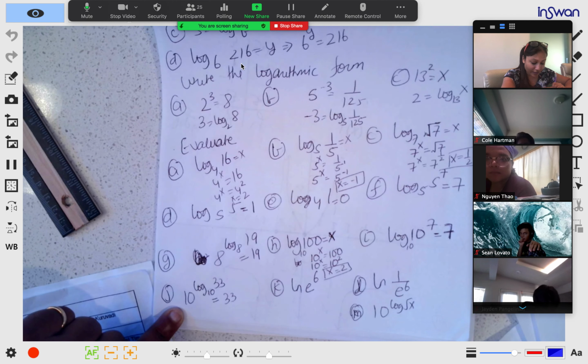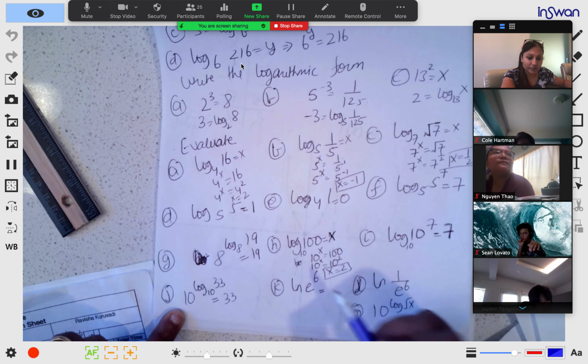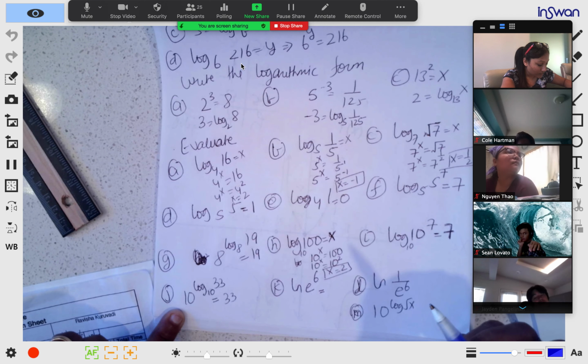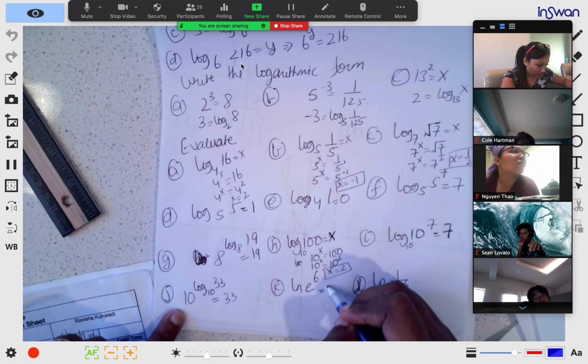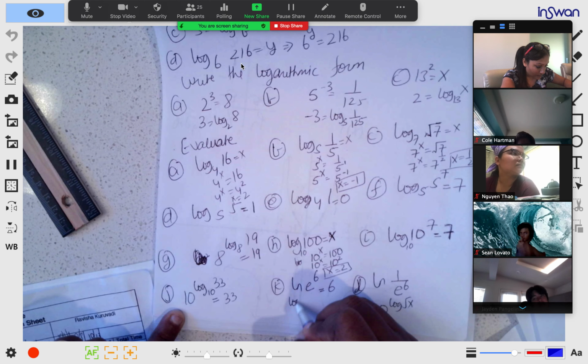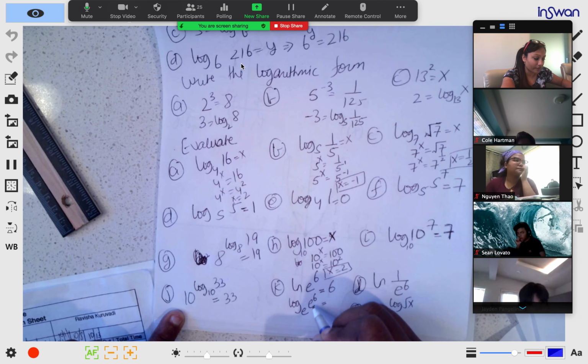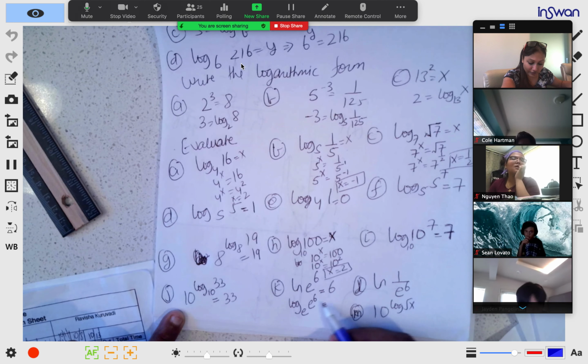Okay. Faith, what is ln e to the power of 6? ln e to the power of 6 is equal to 6 because the base for the logarithmic ln is e. Yes, so it becomes ln e to the power of 6 and they cancel, you're left with just 6. Really good, Faith.